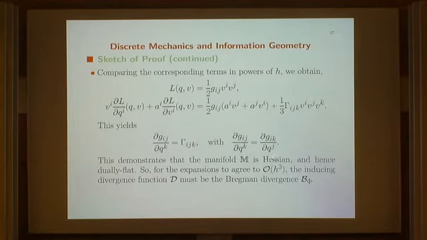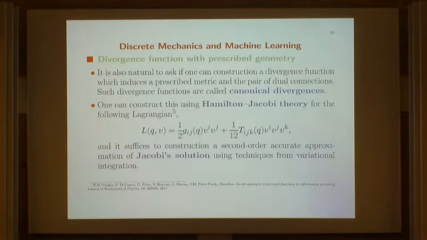And these are exactly the conditions for the information manifold being Hessian and dually flat, and that's also a condition related to this divergence function being a regular divergence. So that's one direction. The other direction is, if you have a divergence function, the other question is how do you construct a divergence function which gives you a prescribed choice of metric and connection?